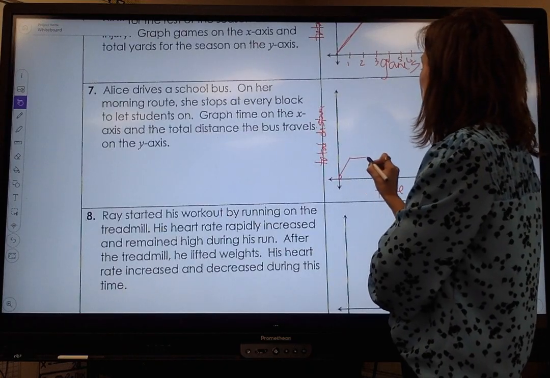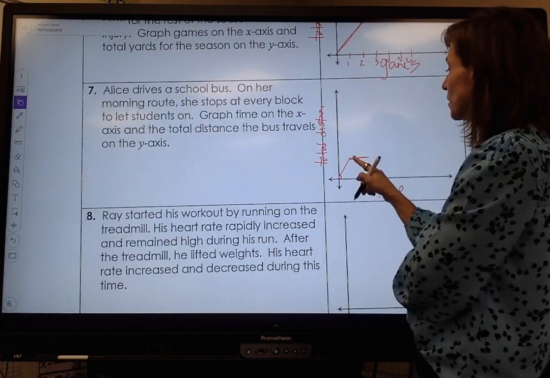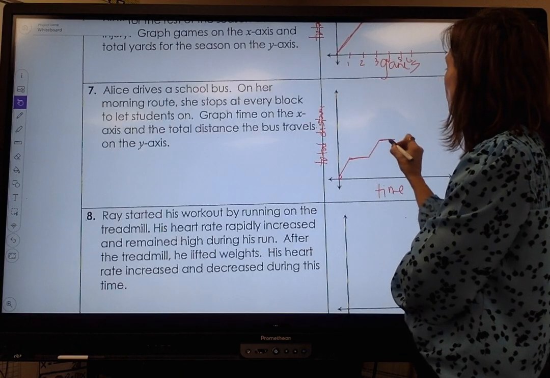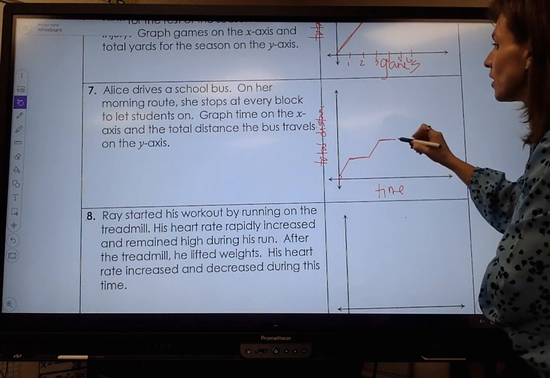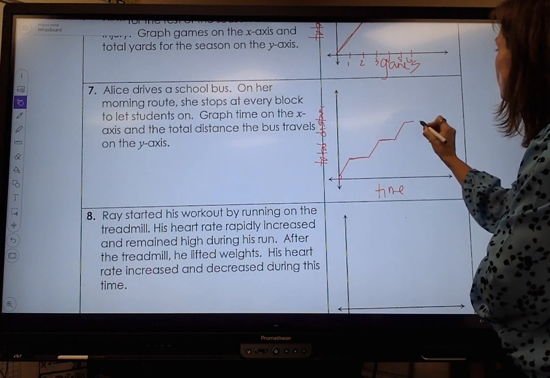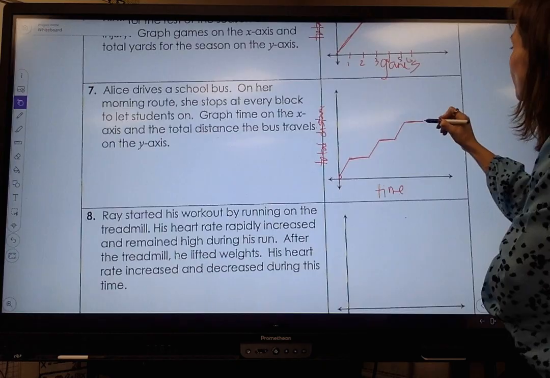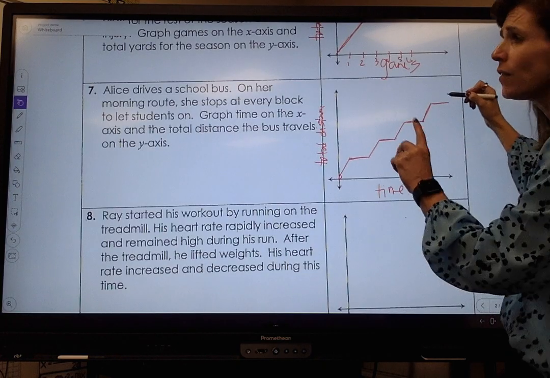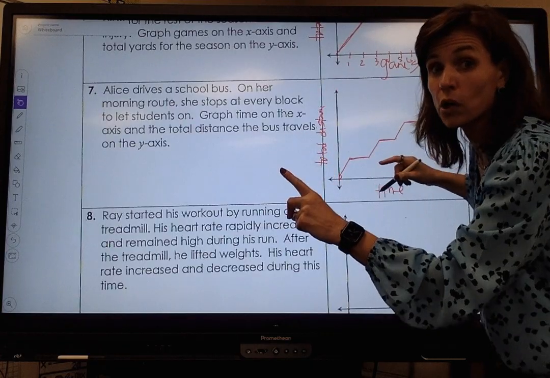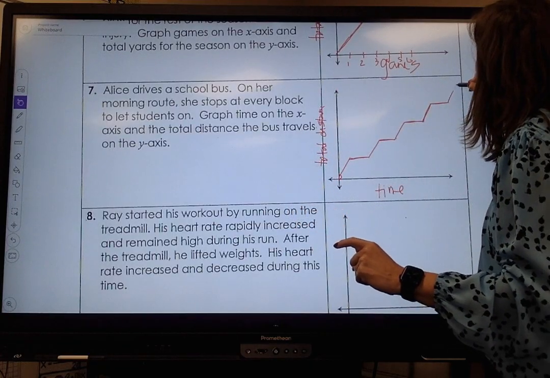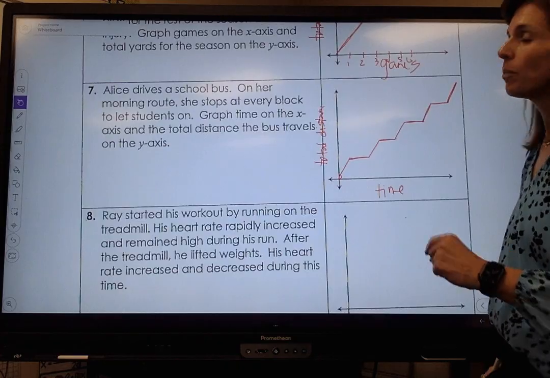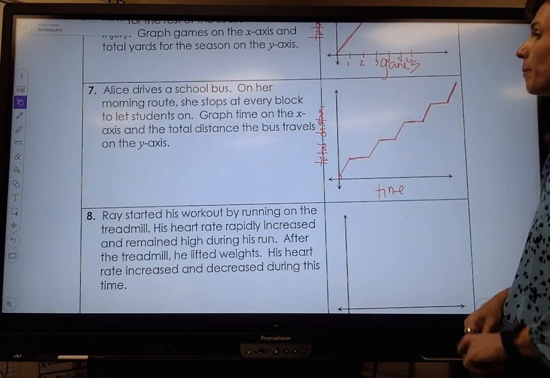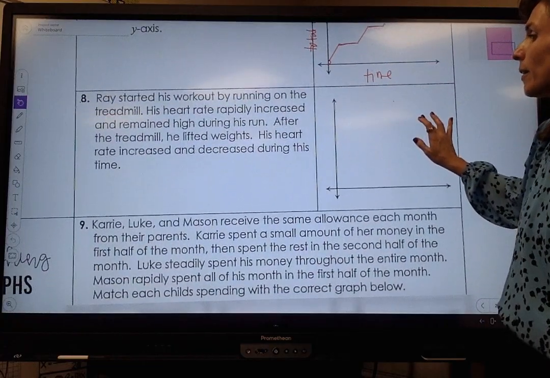She's going to stop to pick up students, and it's the same distance. And then she's going to drive some more, and she's going to stop and pick up some students. And then she's going to drive some more, stop and pick up the students, and again. And then even though she goes back to the bus barn, her distance is still increasing because it's total distance. Distance can't be negative, so distance is going to go up. So that's what that graph looks like.